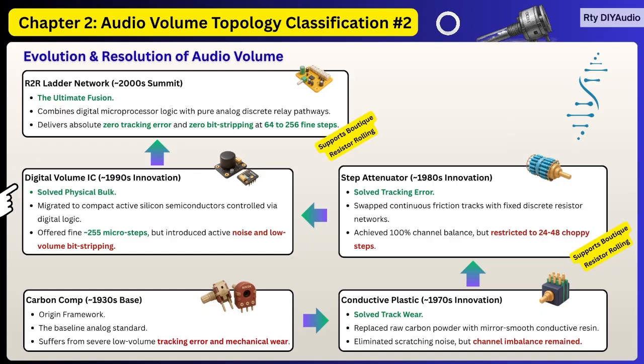To regain micro-step smoothness and reduce bulk, the 1990s digital volume IC migrated to silicon, but introduced semiconductor noise and severe bit stripping at low volumes. Finally, this evolutionary loop drives us to the ultimate summit, the R2R Ladder Network.